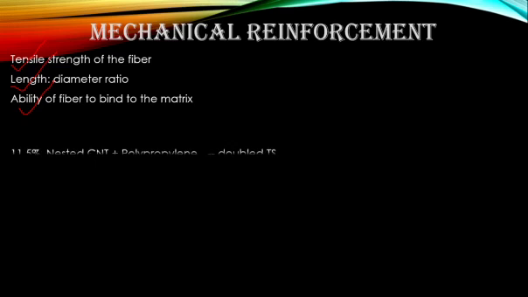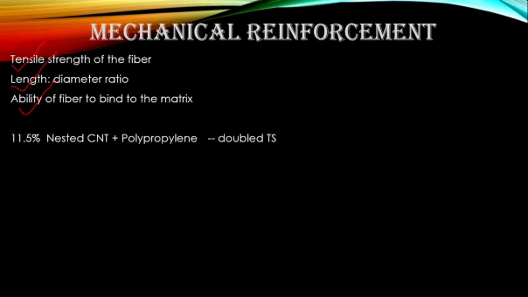So let us check all these for a carbon nanotube. You already know carbon nanotube has the highest tensile strength. And what about the length to diameter ratio? Length is in the micrometer range and diameter is in the nanometer range. So it is like 10 raised to minus 6 over 10 raised to minus 9. So almost 1000 times is the length to diameter ratio. So it is a better ratio to act as a mechanical reinforcement.